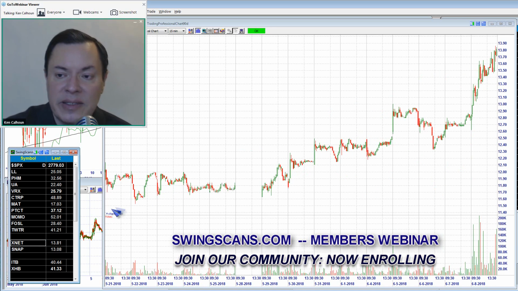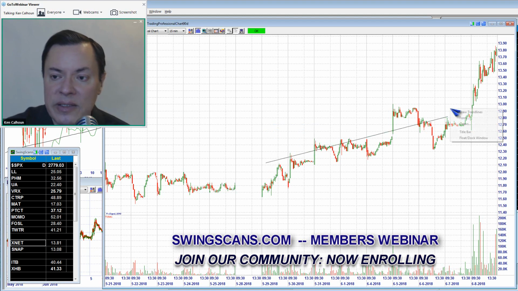Next up, XNET. It also has an acceleration ramp, steady uptrend, hockey stick breakout on high volume. That's all good. It's a good consistent trend. It's not a big loopy up and down chart. I don't like those. I like charts like this that have consistency, especially in the cheaper charts like these. These are a couple of bonus under $20 charts.